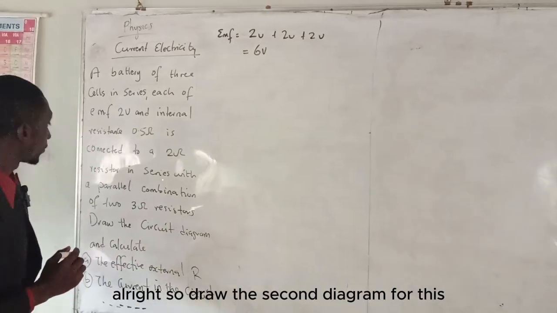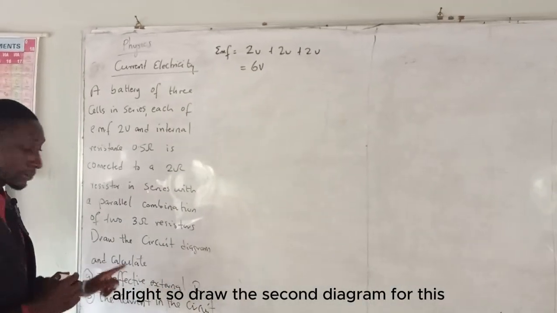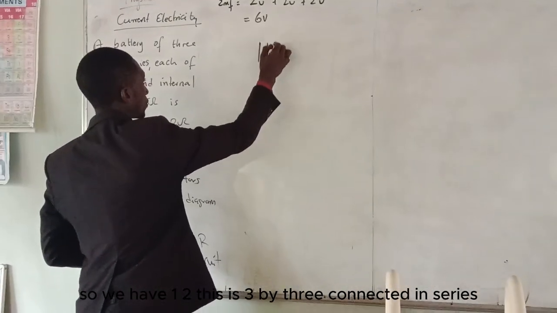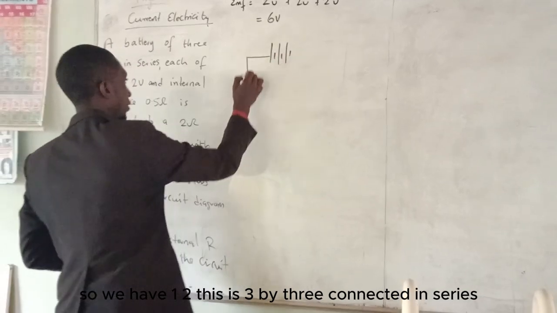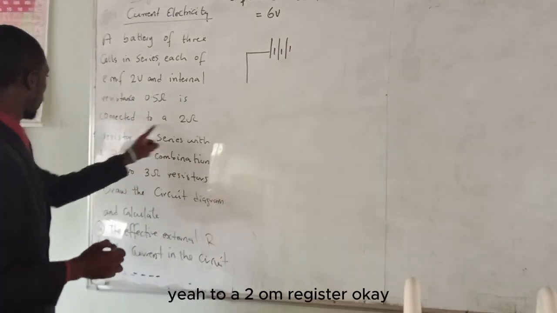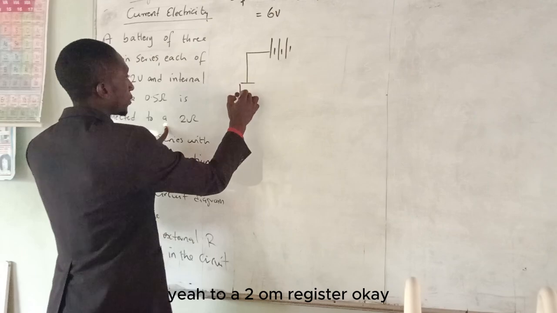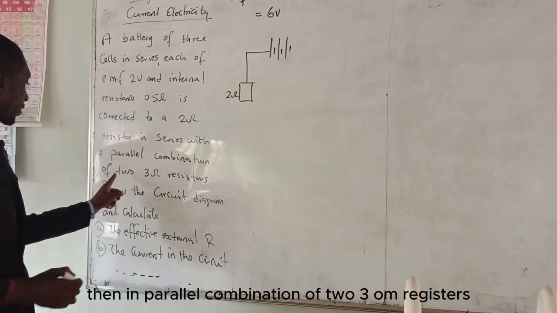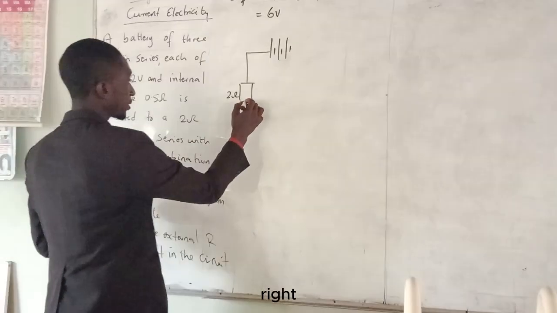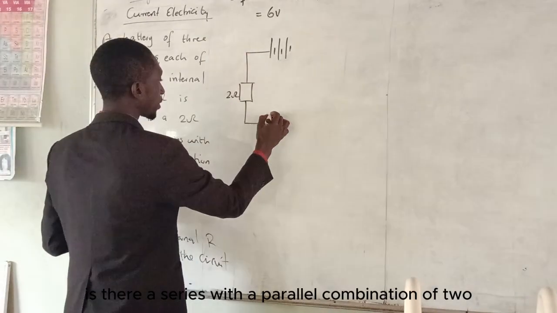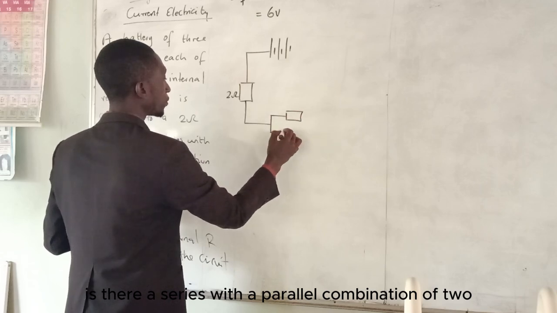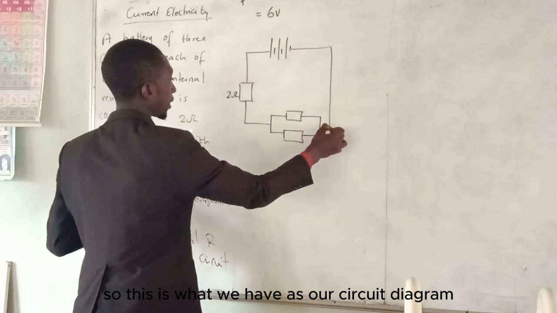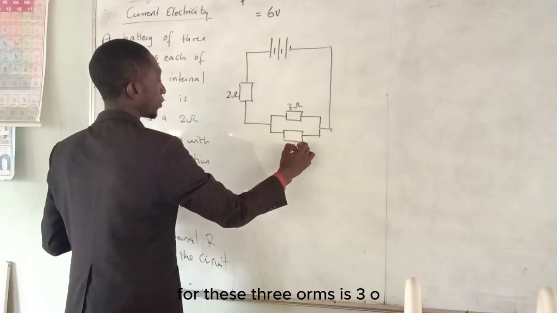All right. So draw the circuit diagram for this. So we have one, two. This is 3 batteries connected in series to a 2 ohm resistor. So here is 2 ohm. Then in parallel combination of two 3 ohm resistors, right? It's still in series with a parallel combination of two 3 ohm resistors. So this is what we have as our circuit diagram. So this 3 ohm, this 3 ohm.